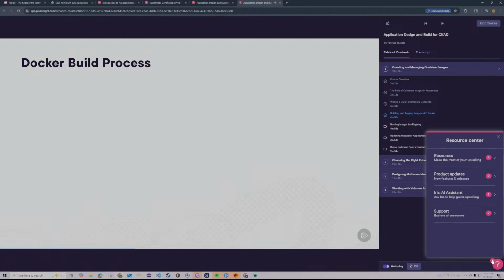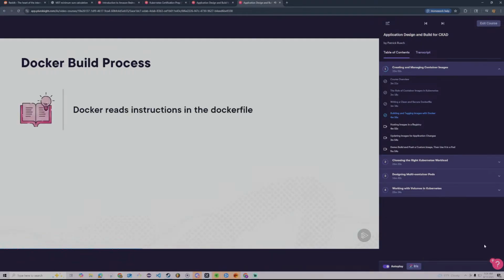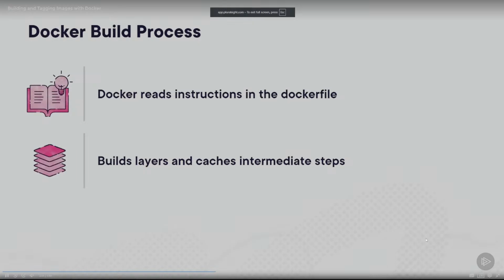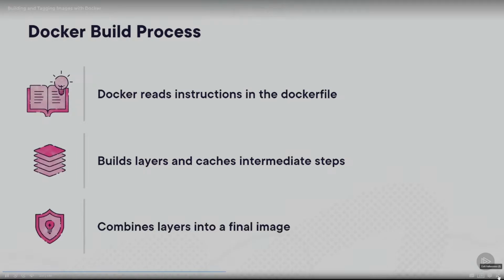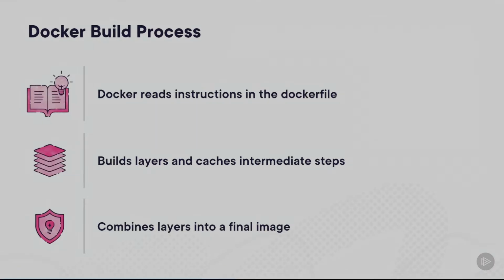Let's take a quick look at the build process itself. Docker reads the Dockerfile. Docker starts reading each instruction in your Dockerfile one by one, creating a new layer for each step. Docker caches the layers so that when you rebuild the image, it doesn't have to redo everything. It will only rebuild the layers that have changed, speeding up the process. And then the final image: once all layers are built, Docker will combine them into a single image.